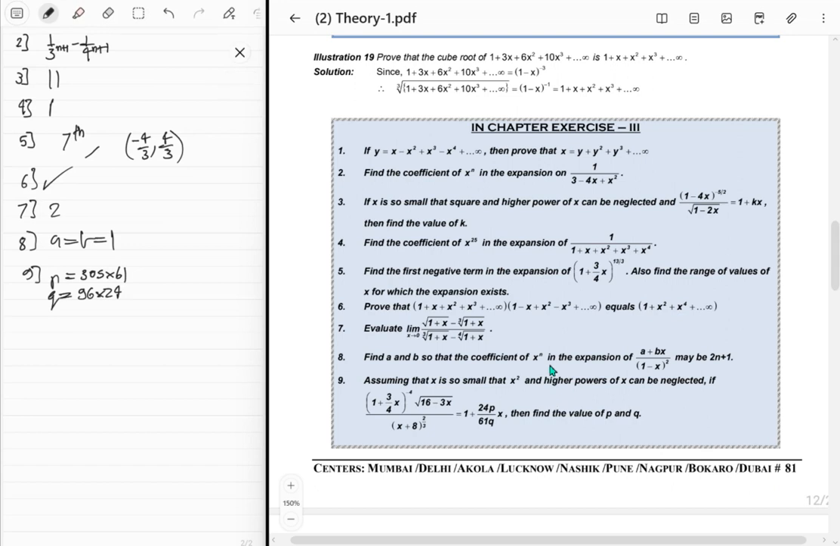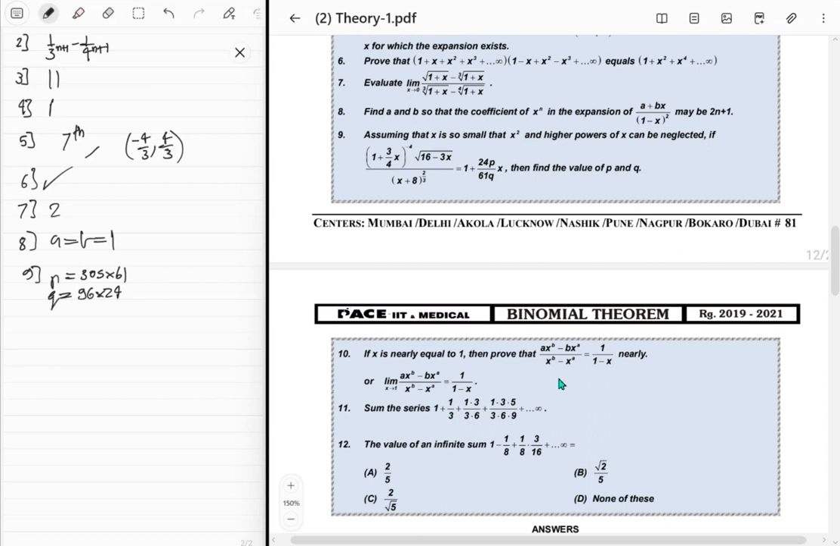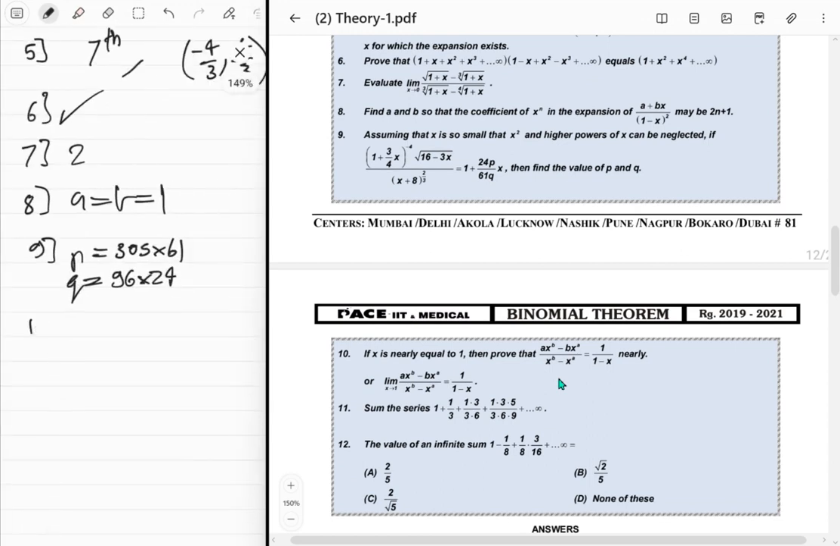So this is done, huh? Let's check it. Oh, okay, 10th, 11th, 12th as well. Fine, let's do 12. Let's do this thing now. If x is nearly equal to 1, then prove that this is, 1 upon 1 minus x nearly. So x is nearly equal to 1, huh? Okay, cool. So limit as x tends to 1 of this is equal to 1 upon.